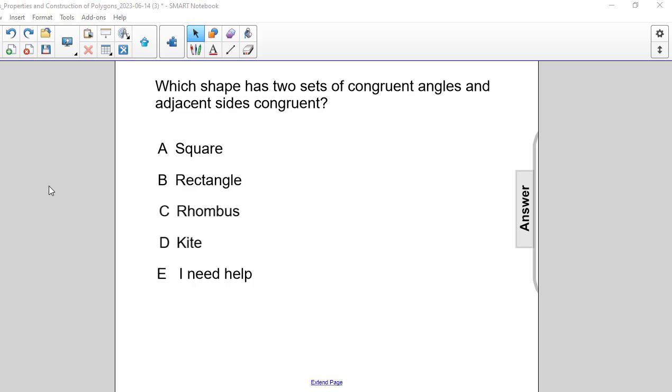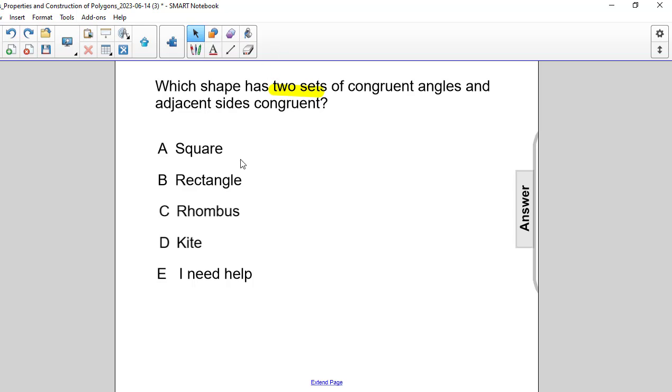Which shape has two sets of congruent angles and adjacent sides that are congruent? So first of all, let me discuss the idea of two sets. We're looking for two unique angles that are congruent to each other. So there's one set of numbers that are congruent and another set of measurements that are also congruent.